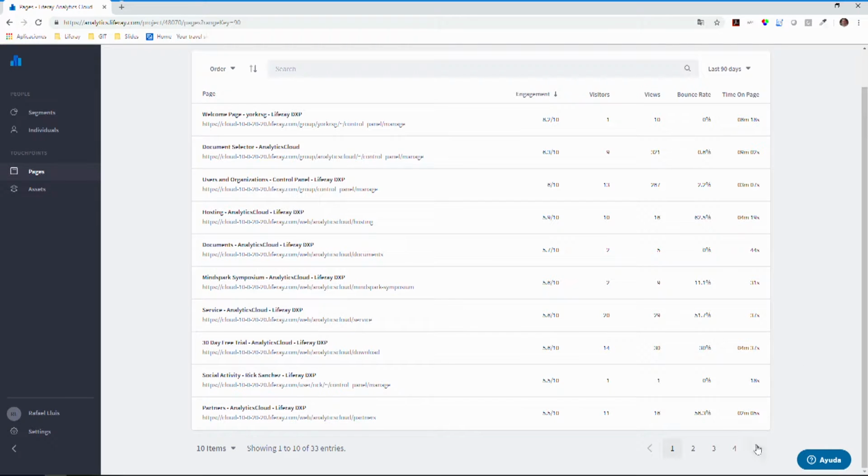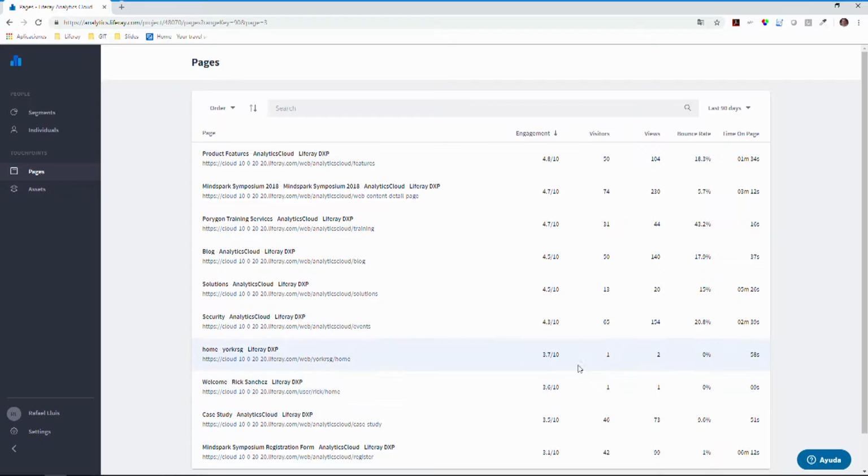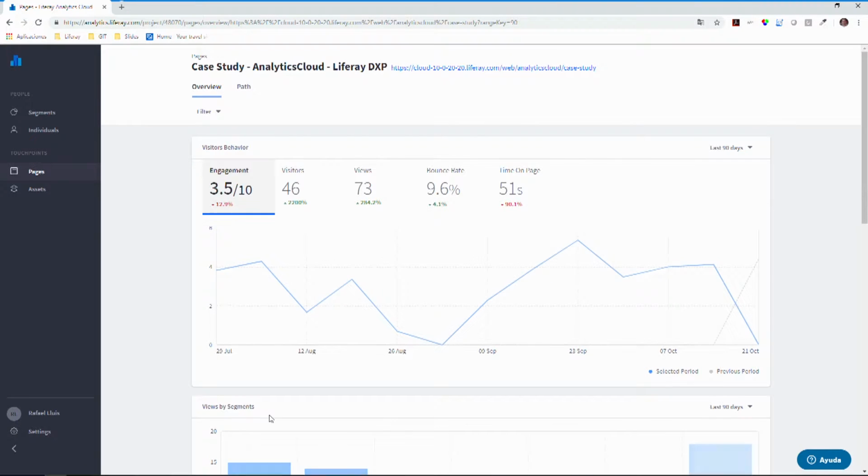Okay, so for instance, I think that I have one page here. This one, okay. So now I pick a page and then I go to a detailed view of what is happening to my page. Okay, so I see how the visitors are behaving, level of engagement, number of visitors, number of views, bounce rate. So the bounce rate is an analytic concept, okay, those people that go into your page and they don't do anything, and they leave that page, okay? They do nothing. They don't interact with the page. They don't use the scroll. They don't use any link, etc.